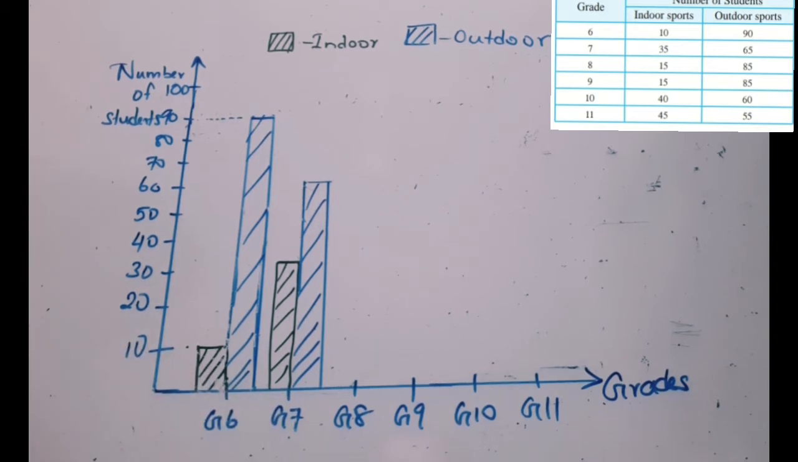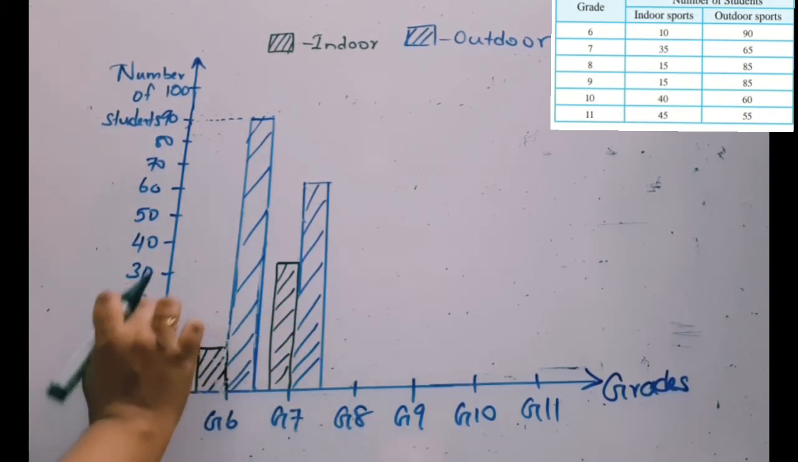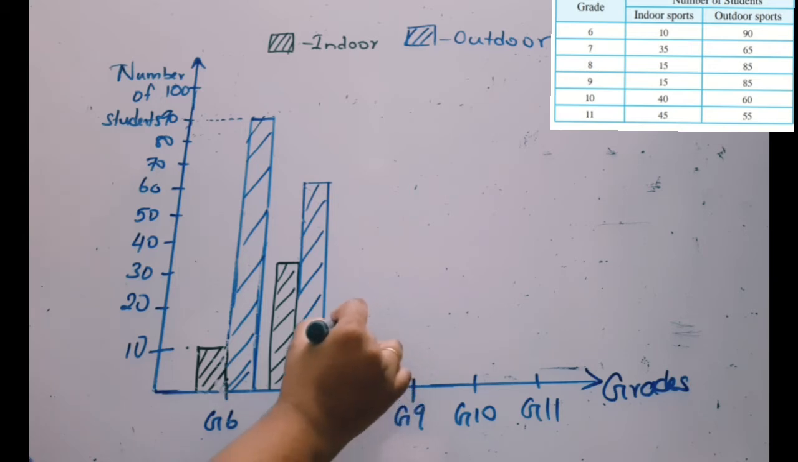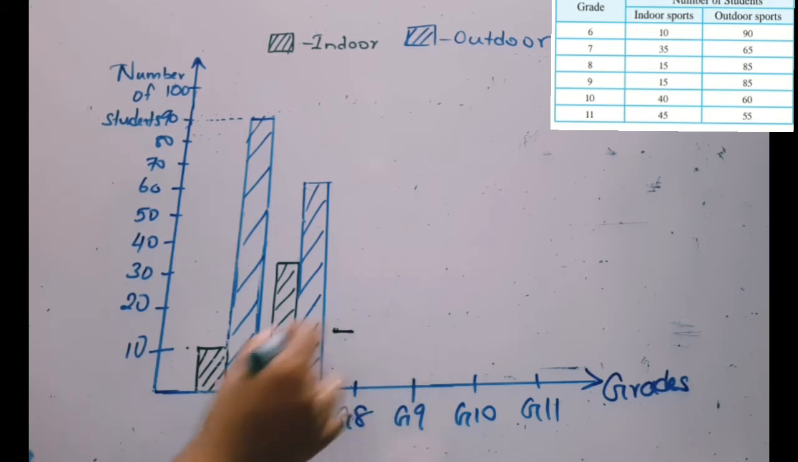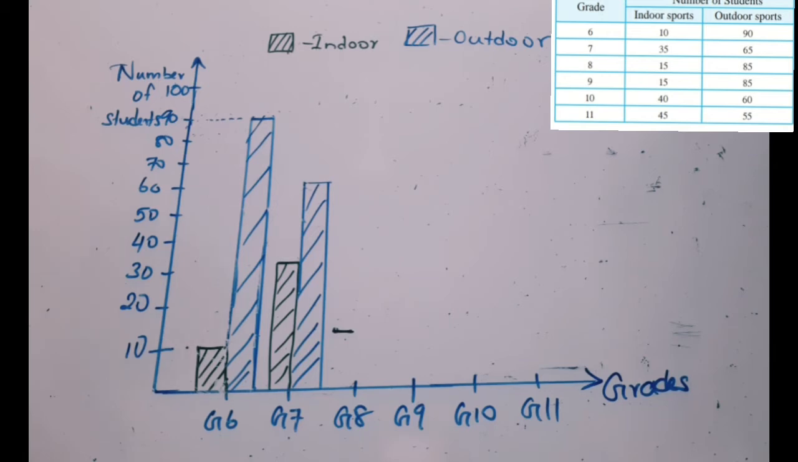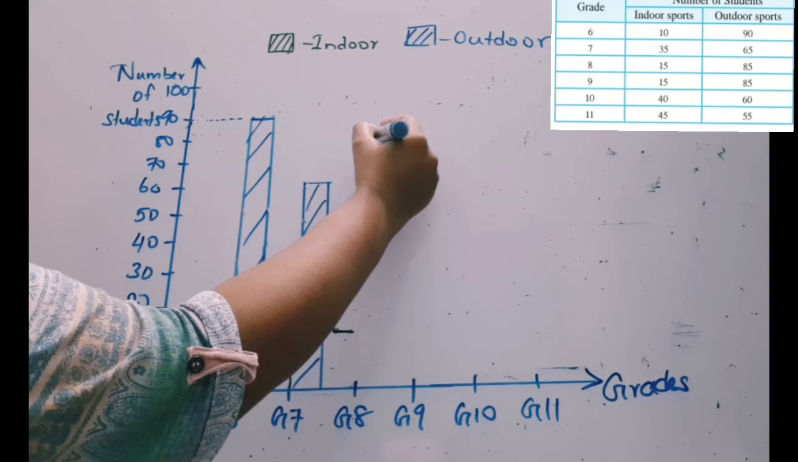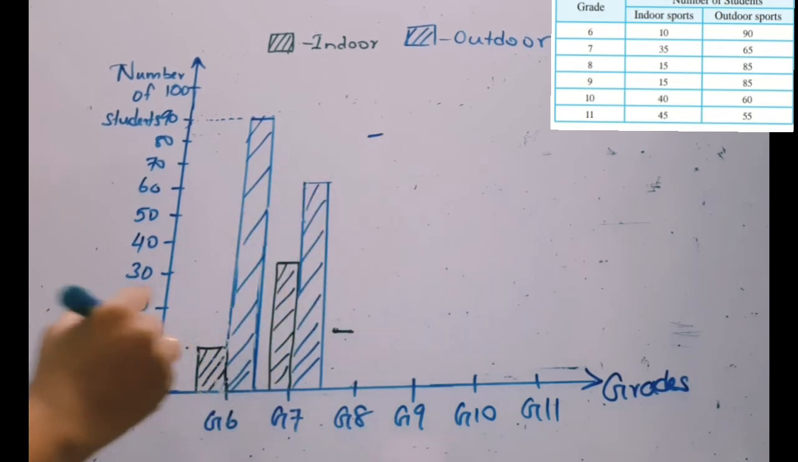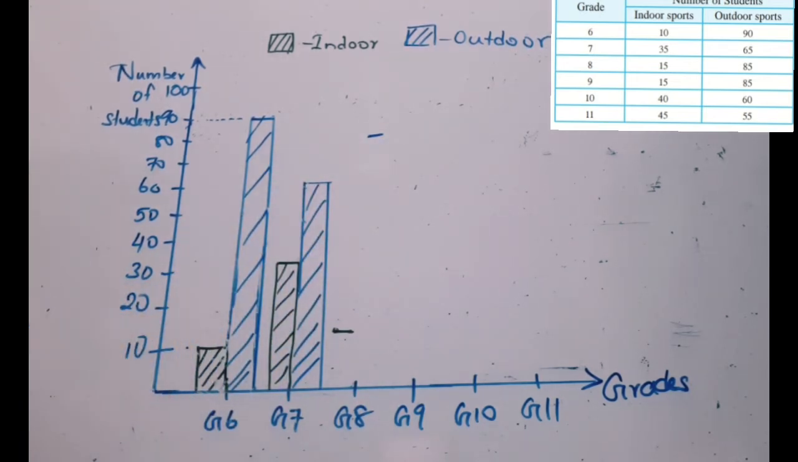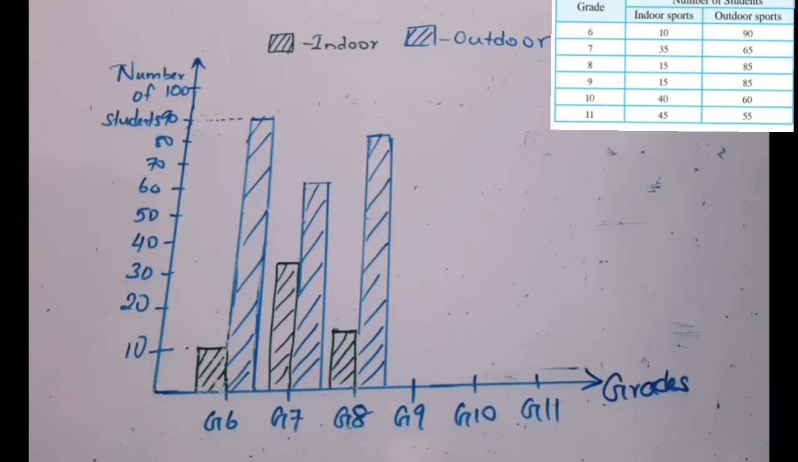Next one is for grade 8. Now the numbers in grade 8 are 15 and 85. So 15 with black color comes in between 10 and 20. Am I right? So here, and then the number 85 will come in between 80 and 90. Do you understand? Now I am going to join the bars. So I have completed it. Can you see it, children?